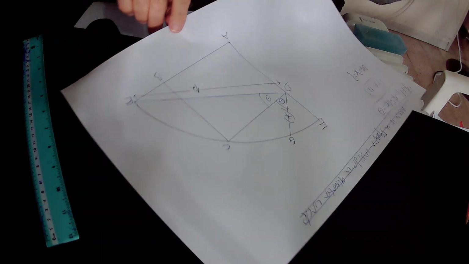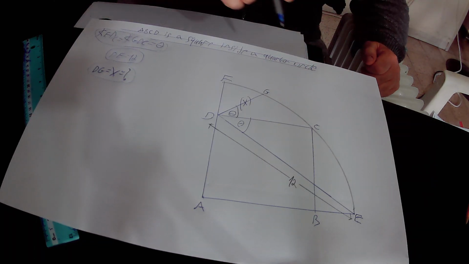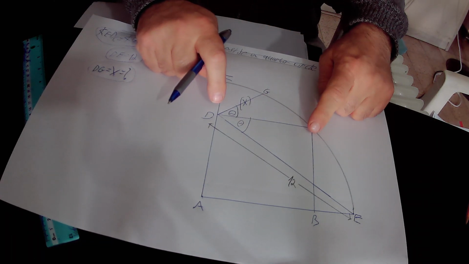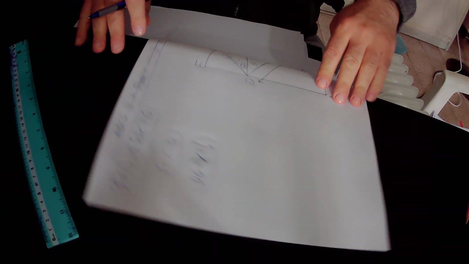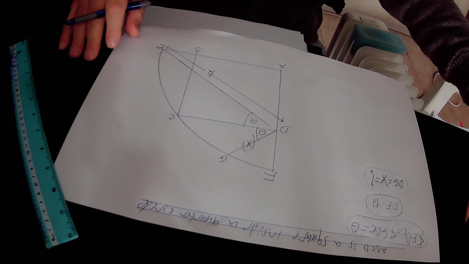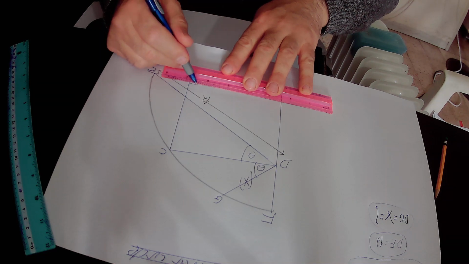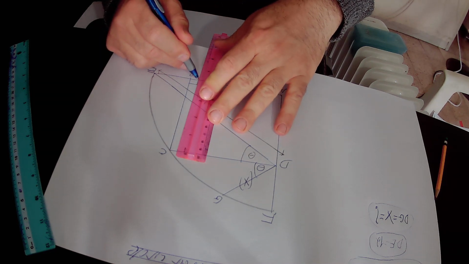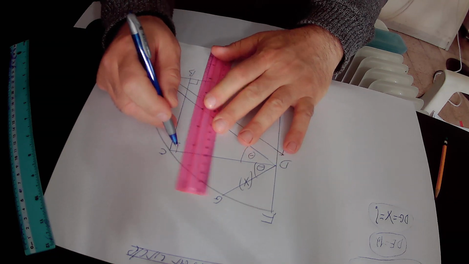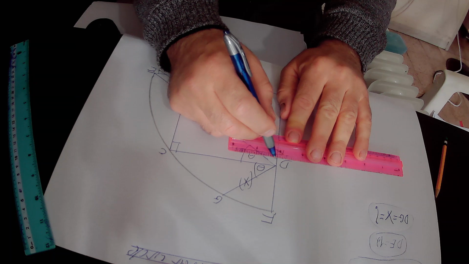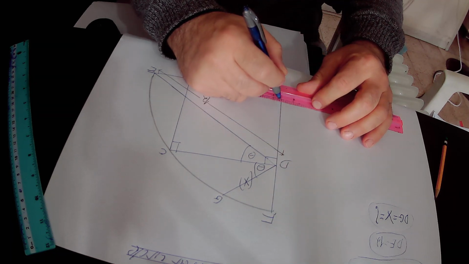So, first of all, we know that all the angles inside square ABCD are right angles, so those four angles, they're all right angles. So, this angle equals to 90 degrees in its size. This angle is also a right angle. This angle equals to 90 degrees in its size. And this angle is also a right angle.